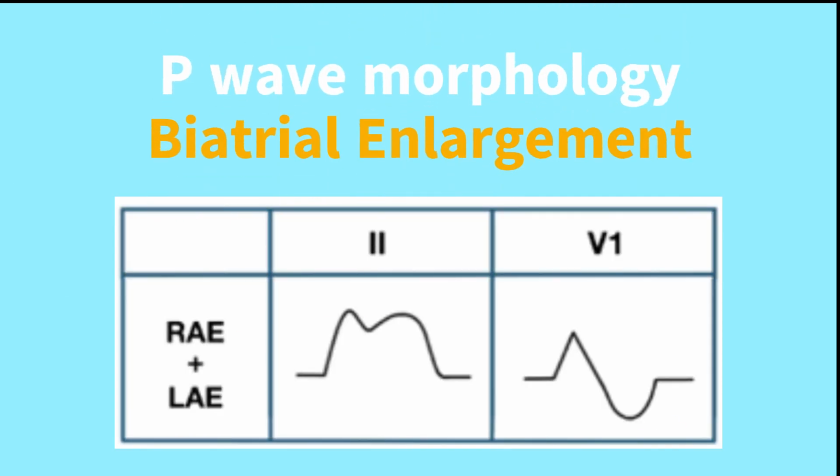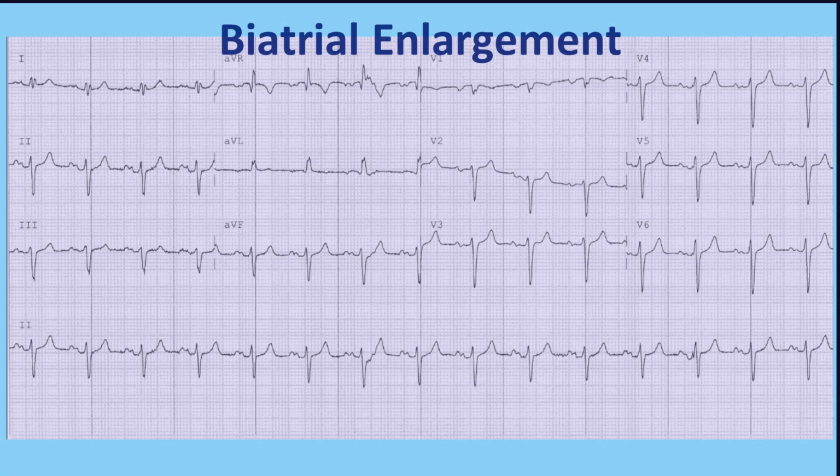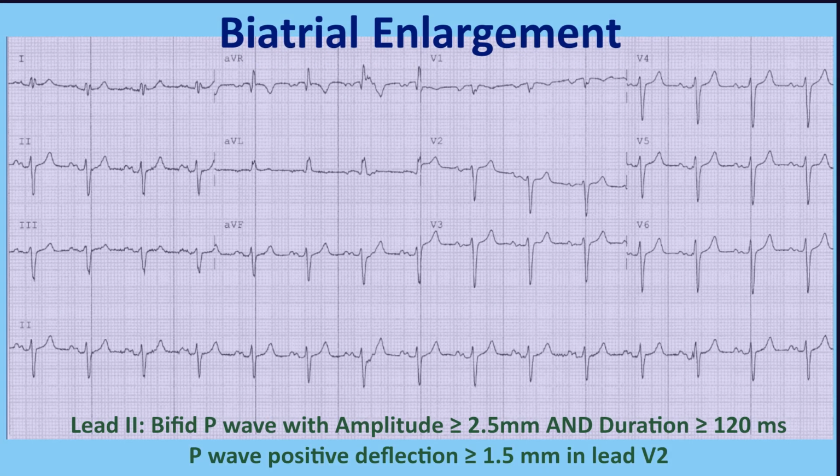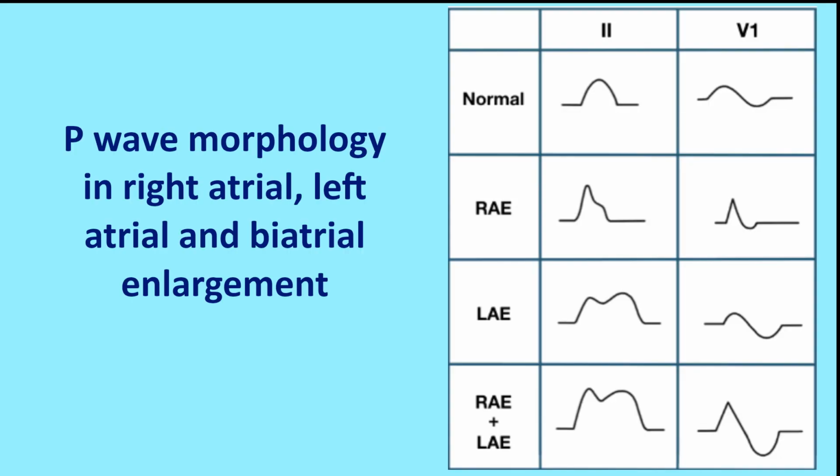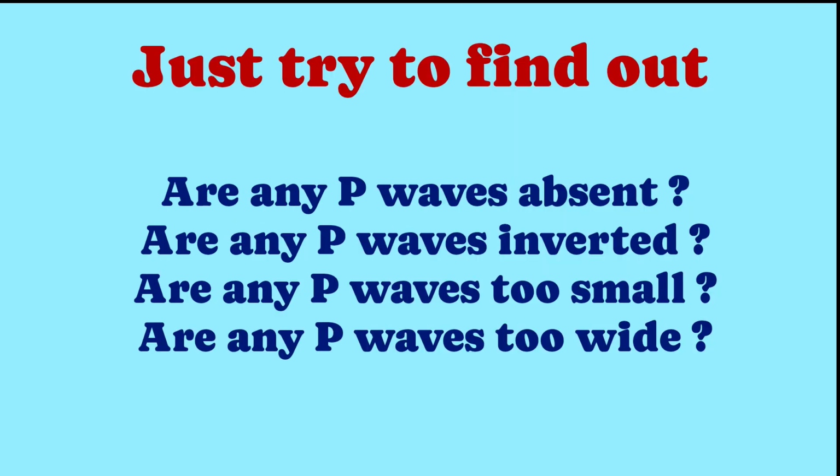This is the P wave morphology in biatrial enlargement. ECG of biatrial enlargement. This is the summary of P wave morphology in right, left and biatrial enlargement. Do not get confused with biatrial enlargement criteria.